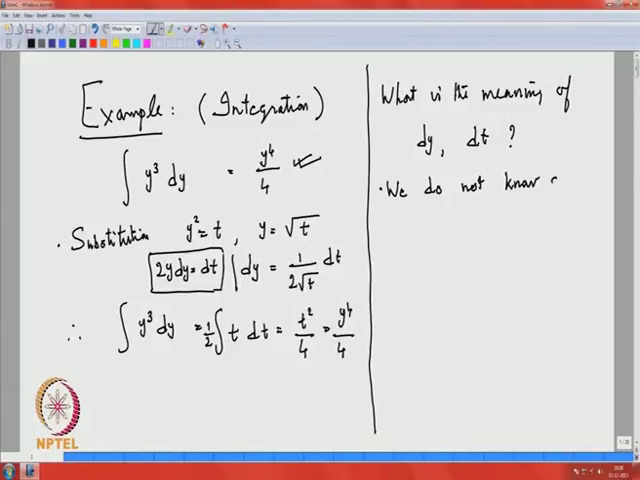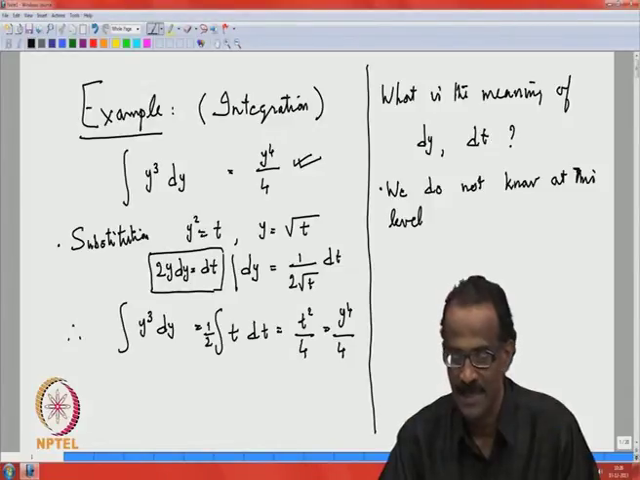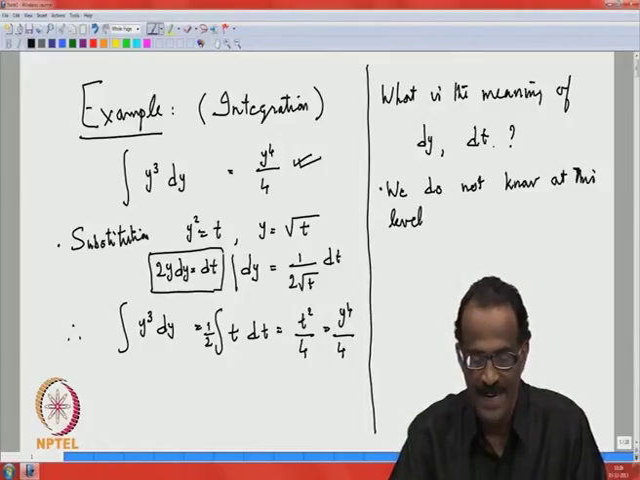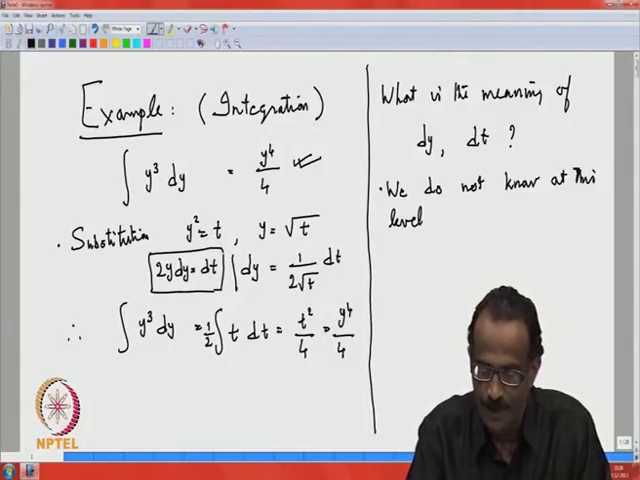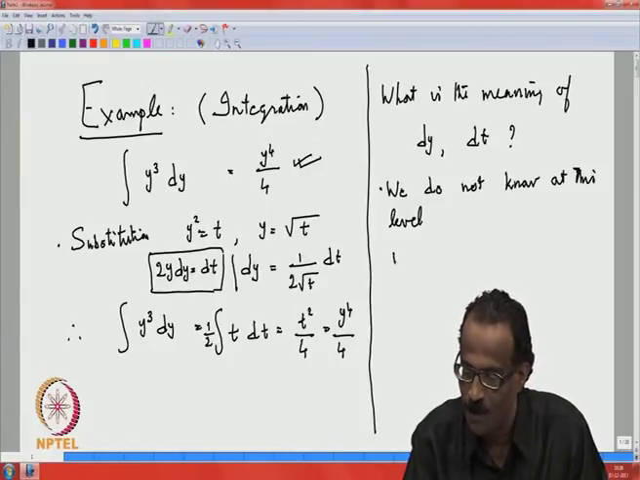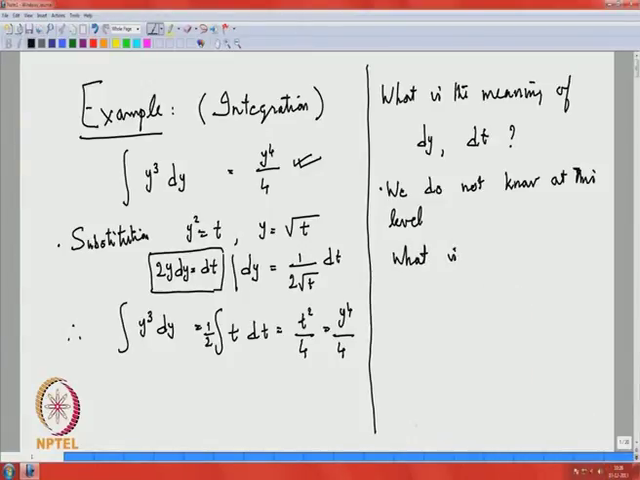That is important, why I say that at this level. When you study advanced topics in mathematics like differential geometry etc., then you do interpret this in a different way, but that is not the thing we have to understand at this stage. So, when you do not know dy and dt, the question is what is this, what is 2y dy is equal to dt. I want to spend a bit of time here, 2 minutes here.